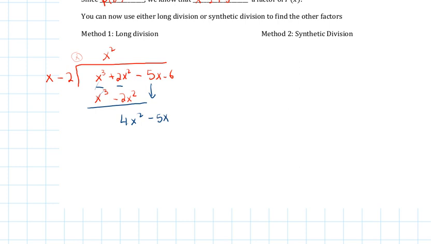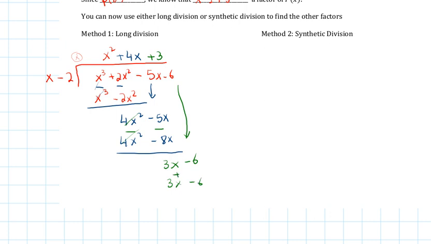So the x cubed terms cancel each other. 2x squared minus negative 2x squared is 4x squared. Bring down the negative 5x. If I divide 4x squared by x, that's 4x. So that's 4x squared minus 8x. Let's subtract. They cancel each other. Negative 5x plus 8x is 3x. Bring down the negative 6.